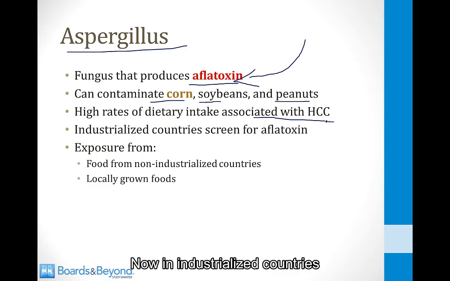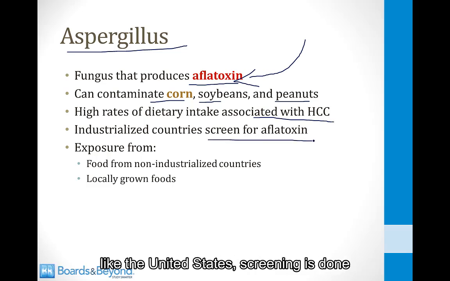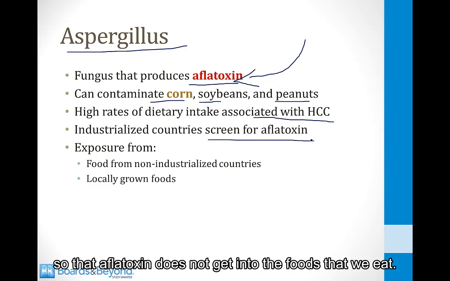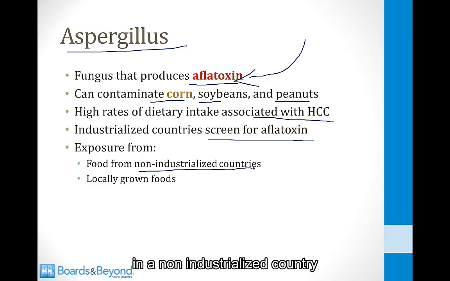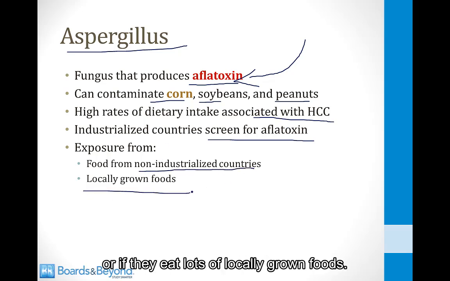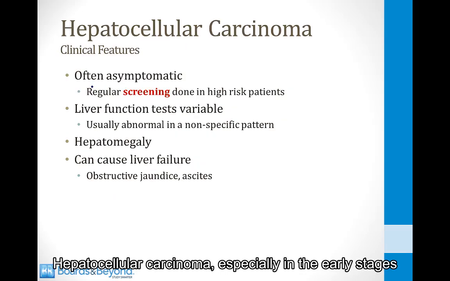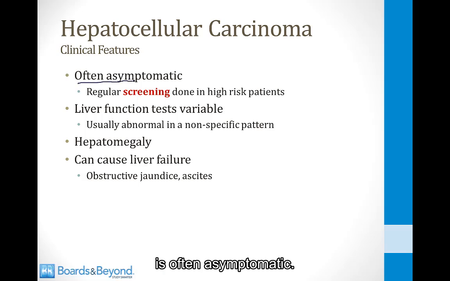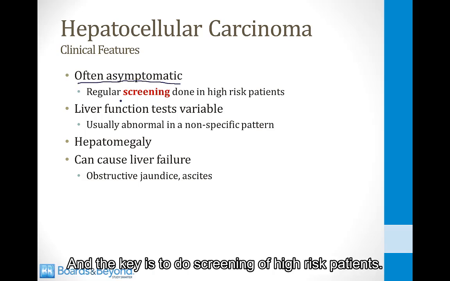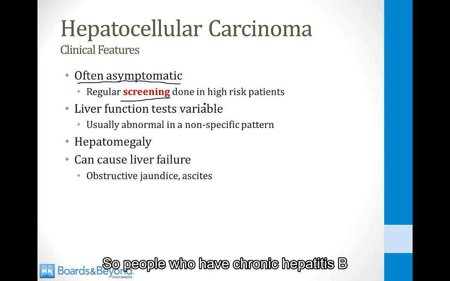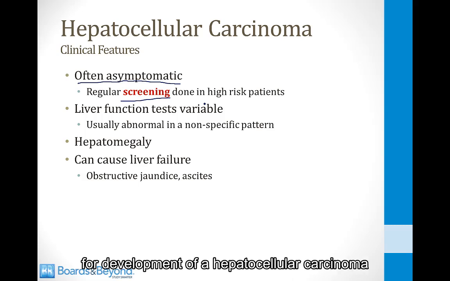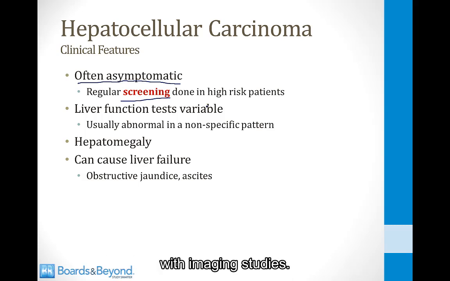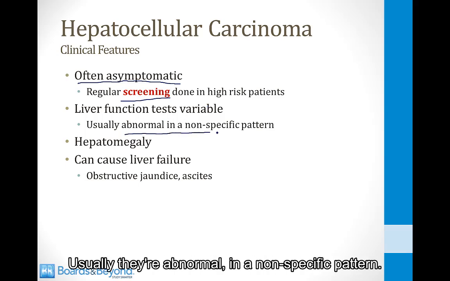Now, in industrialized countries like the United States, screening is done so that aflatoxin does not get into the foods that we eat. However, patients can have exposure if they live in a non-industrialized country or if they eat lots of locally grown foods. Hepatocellular carcinoma, especially in the early stages, is often asymptomatic, and the key is to do screening of high-risk patients. So people who have chronic hepatitis B and hepatitis C infections are screened regularly for development of hepatocellular carcinoma with imaging studies. You can check the liver function tests, but they're variable. Usually they're abnormal in a non-specific pattern.